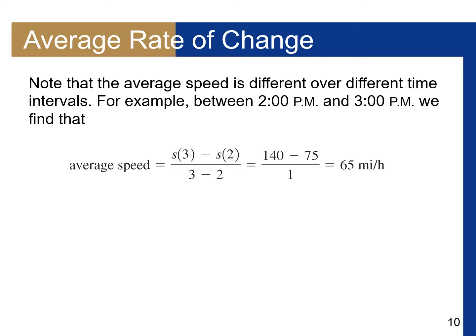So the average speed is different over different amounts of time. For instance, from 2 to 3 p.m., which is a 1 hour difference, I traveled about 65 miles an hour. So it depends on the interval that I'm looking at what my average speed is going to be. Obviously, if I spent most of this time on the interstate, my speed's going to be faster, and maybe some of the time I was off the interstate going through stoplights and rural communities, so I have to drive a little slower.